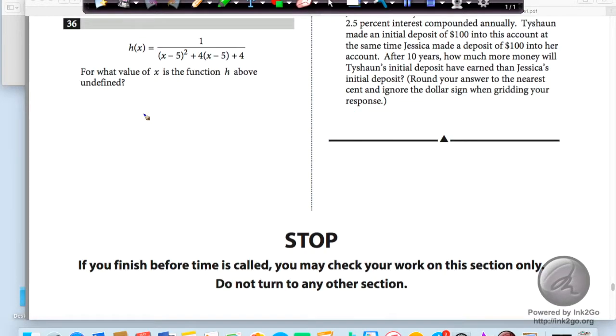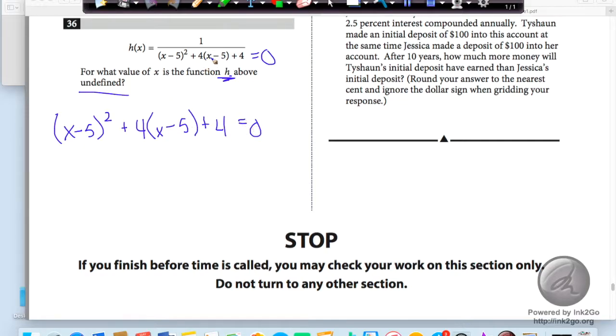Okay, question 36 is asking: if h of x equals this value here, for what value of x is the function h above undefined? What you need to be aware of is that if something is undefined, that means the denominator is going to equal 0 in order for the entire function h to be undefined. So if I have x minus 5 squared plus 4 times x minus 5 plus 4, all of this would need to equal 0.